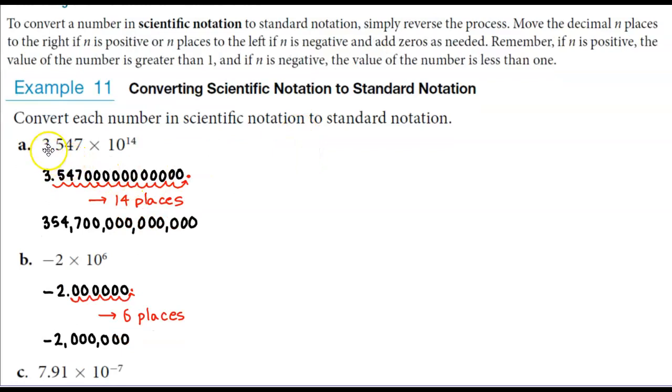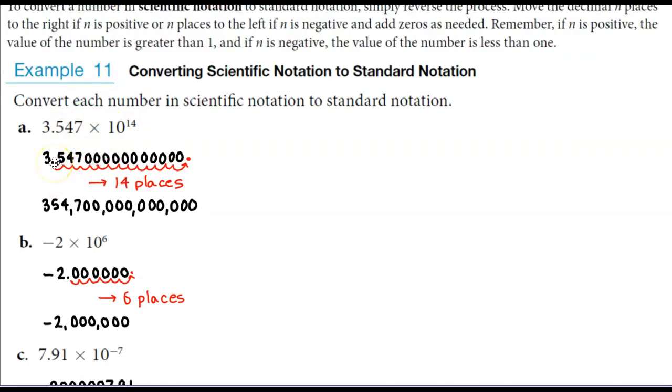In part A, we have 3.547 times 10 to the 14th. So since it's 10 to the 14th, that means that 10 to the 14th is a large number, which means we're going to make this number even larger. So we're going to take that decimal place and move it over 14 places to the right. Moving it 14 places to the right gives us the following number.